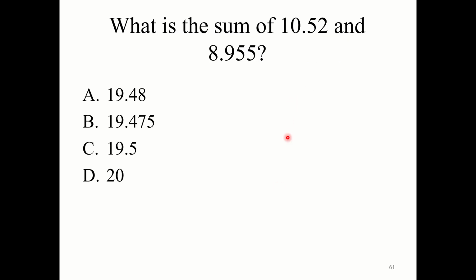All right, let's have you try an example. What is the sum of 10.52 and 8.955? All right, correct answer here is 19.48. So you needed to round here. This number has 2 decimal places, this number has 3, so your answer needs to have 2. So this gives 19.48.